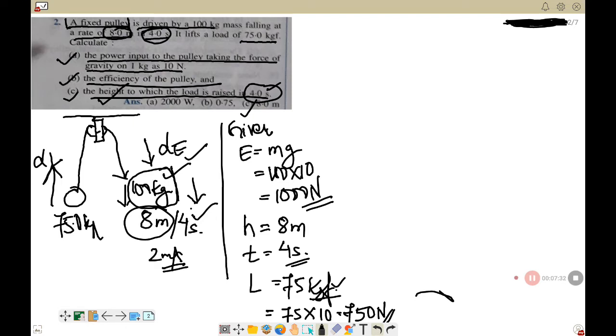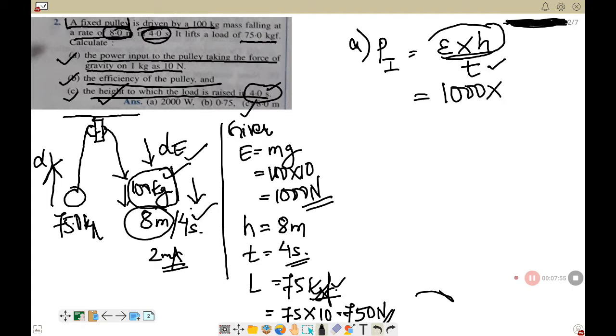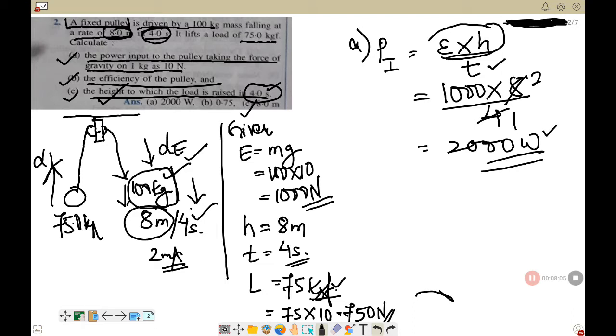Now let's begin with question A. What do you need to find? You need to find the power input. So power input equals effort into the distance moved divided by time. This is the work done divided by time. You know power is work done by time, isn't it? So effort is 1000, into the height 8, and the time is 4. So 4 ones are 4, 4 twos are 8. So what do you get? You get 2000 watt. Unit of power is watt. I hope you have understood till here.